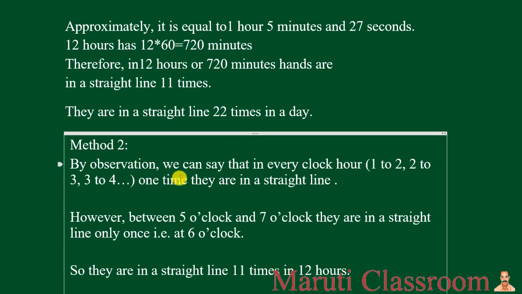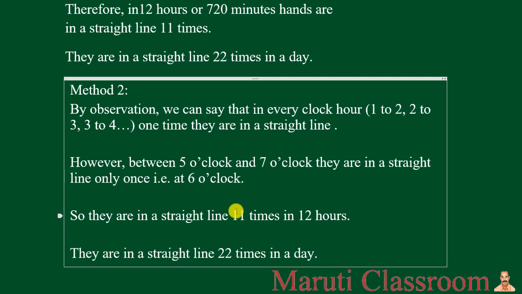Now the second method: by observation also we can answer this one. In every clock hour they are in a straight line once. From 1 to 2 they are in a straight line once, 2 to 3, 3 to 4. But from 5 o'clock to 7 o'clock they are in a straight line only once. In these 2 hours they are in a straight line only once. In the remaining 10 hours they are in a straight line 10 times. In 12 hours they are in a straight line 10 plus 1, 11 times.